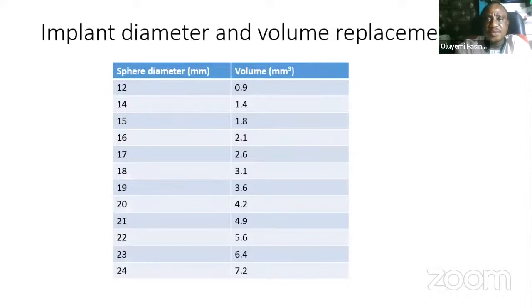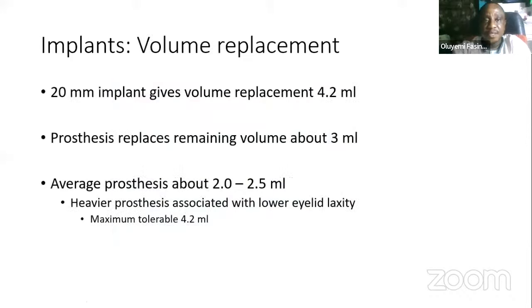And this is just a table that shows the different diameters of the implants and the amount of volume replacement that you have. On the average, the 20 millimeter implant will replace about 4.2 millimeter cube of orbital volume. I mentioned that before. Since we know that following enucleation, about 7.58 mil of volume is lost, if the 20 millimeter implant gives a replacement of 4.2 on the average, the remaining 3 mil can actually be given by the artificial eye or the prosthesis.